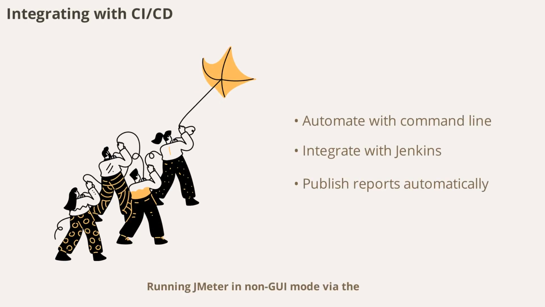Running JMeter in non-GUI mode via the command line is essential for CI/CD integration. By using commands like jmeter -n -t testplan.jmx -l results.jtl -e -o report, you can automate test execution. Integrating with Jenkins and its performance plugin allows for automatic report publishing, making performance testing a seamless part of your deployment pipeline.